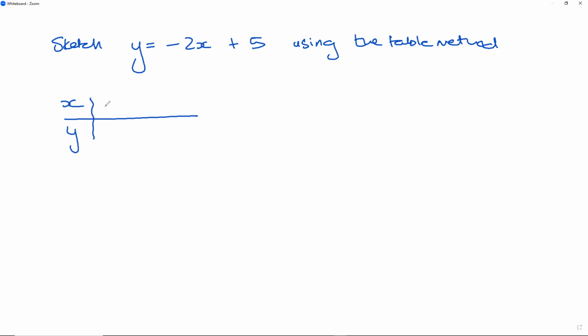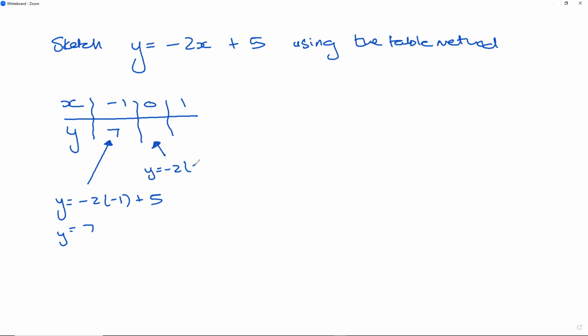So we have x equals, let's say, negative 1, 0, and 1. Now to find this particular y value, I take x, which is negative 1, times negative 2, and then plus 5. So that's 2 plus 5, which gets you 7. So y will equal 7. For this one, it's y equals negative 2 times 0 plus 5, so y equals 0 plus 5, which is 5.